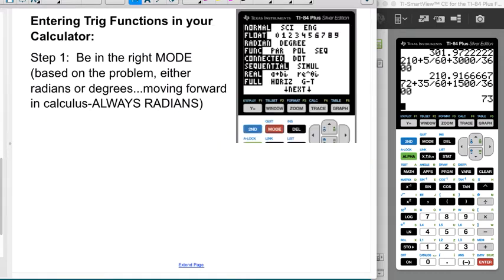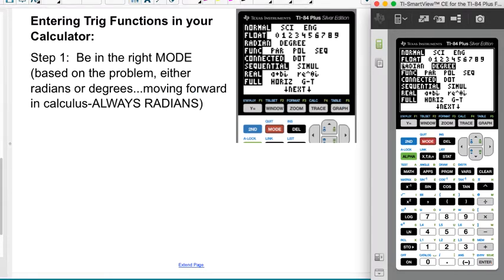All right. So entering trig functions in your calculator, the first thing is you need to be in the right mode. If you press the mode button, there's a radian and there's a degree. Right now, I'm in degree mode because I was doing some of the end of this stuff for Chapter 4, and we do some word problems that involve degrees, but usually you're going to be in radian mode. In calculus, we're going to be in radian mode most of the time, right?